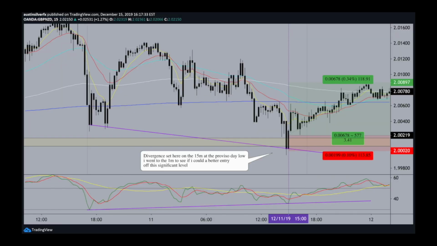Again, another markup here on GBP NZD. So this was a trade I was in while I was actually on vacation. This slowly made its way down, testing this zone that I had set the previous day. Once price reached this zone, you see the box going across here, that told me that we could see a bounce higher off of it.